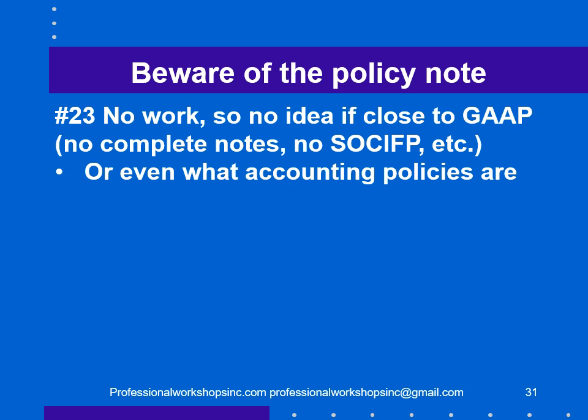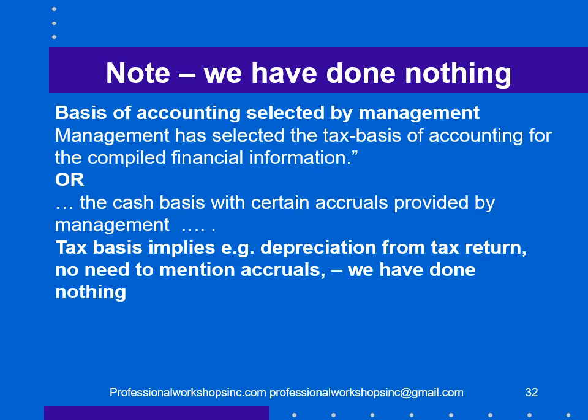It's point number 23. Now, we have done no work, so we have no idea if we're close to any of the forms of generally accepted accounting principles. There is obviously not a complete set of notes. We haven't done a statement of changes in financial position. So we have absolutely no idea what the accounting policies are. We don't know. We have no idea, and we have done no work. Now, here's a note that is consistent with the fact that we've done nothing. I'll let you contemplate what you might want to say, but this is a suggestion that you can adopt or not.